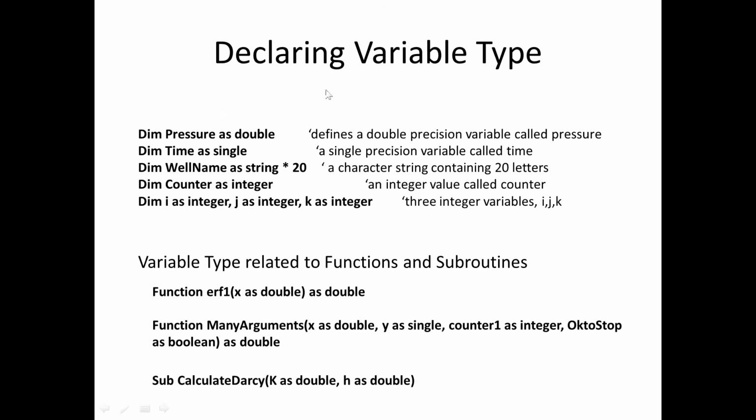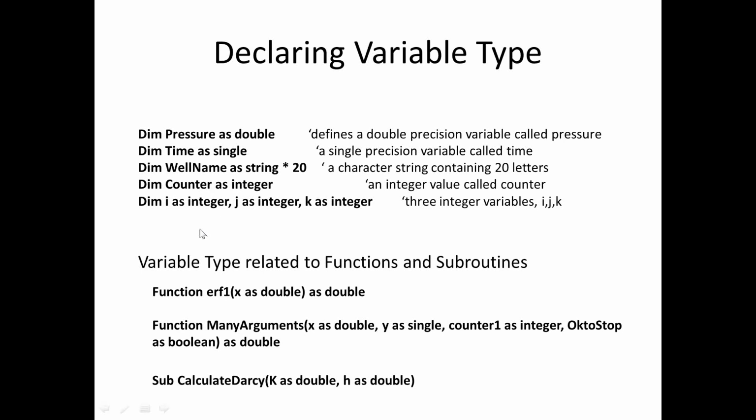So here's how it works. You declare the variable type at the beginning of the program, and the syntax is to use the word Dim, and then this is the variable name, and then you say what the variable type is. So it's a double precision variable, a single precision variable for time. The well name is a string of 20 characters, and then these counter variables i, j, and k are all integers. So the syntax, if you write it like this, is one variable per line.